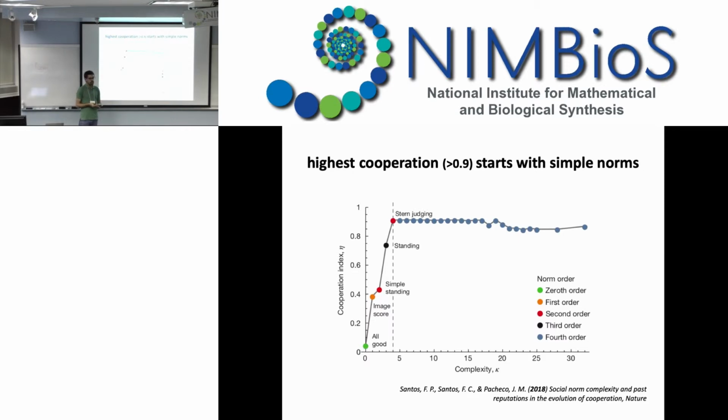Okay. So first, if we have norms that are extremely simple, these are the norms saying that everyone is good or everyone is bad. These are very simple norms that, however, do not allow for high levels of cooperation. And then we can continue. We can have here a very well-known norm called image score that says that whoever cooperates is good, whoever defects is bad. Still very simple, and we obtain slightly higher levels of cooperation.